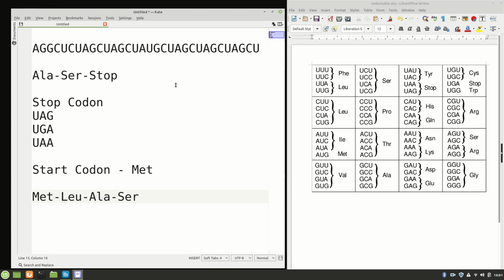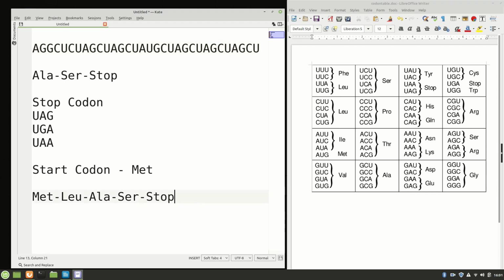All right, so that was AGC, and then we're done, right? No, AGC, let me start at the beginning again. It's AUG, then CUA, GCU, AGC, that's the one we just did. Then it's UAG. Look at that. UAG is a stop.